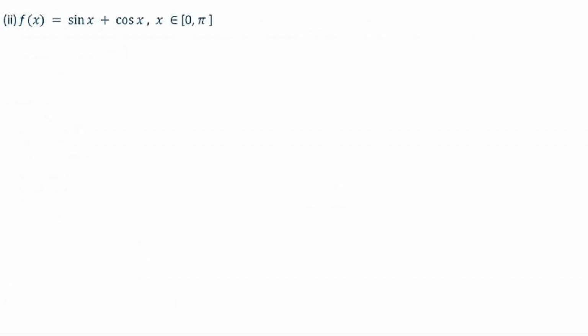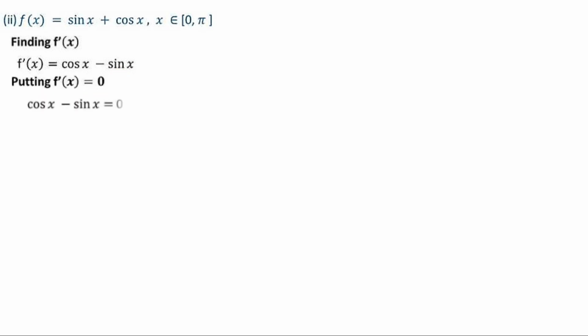Next we shall discuss the second question. F of x is equal to sin x plus cos x, x element of 0 comma pi. So finding f dash x, that is the first step. F dash x is equal to derivative of sin x is cos x, derivative of cos x is minus sin x. Then as before, equate it with 0, that means cos x minus sin x is equal to 0.